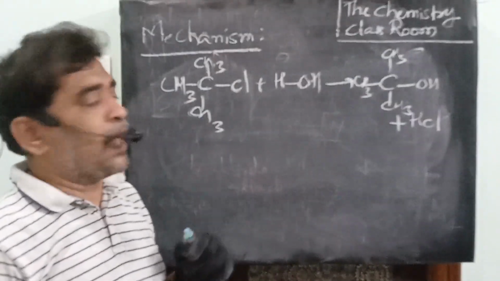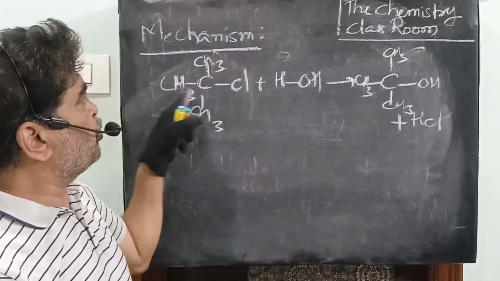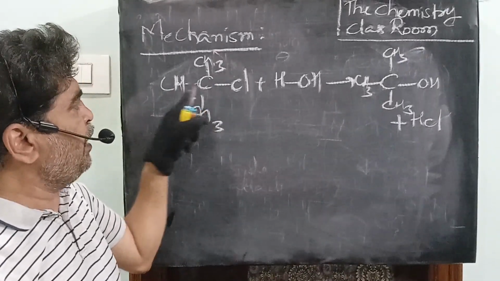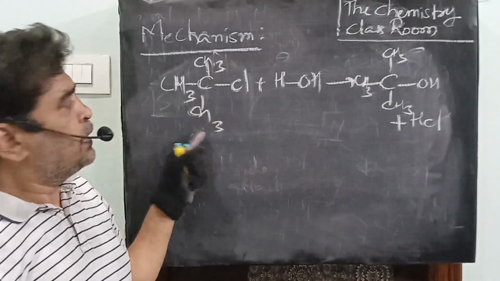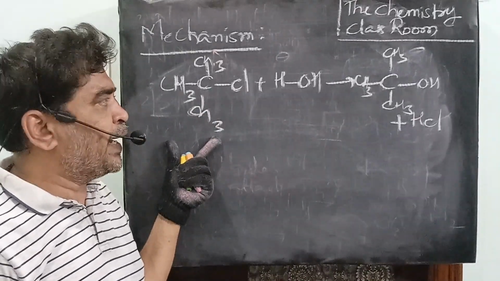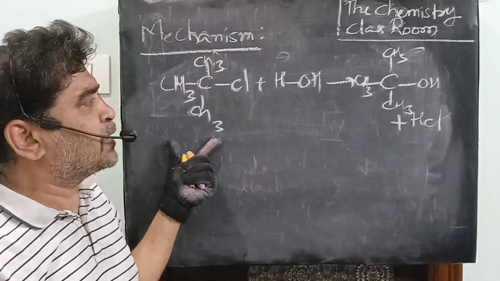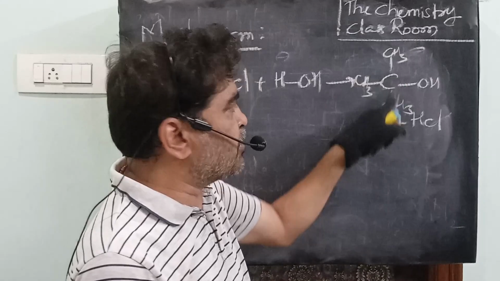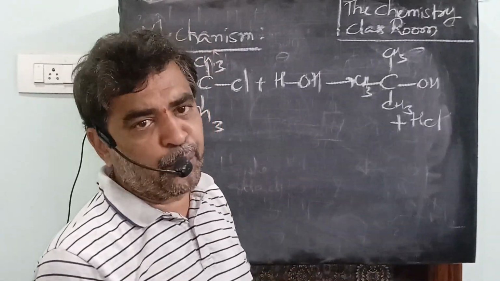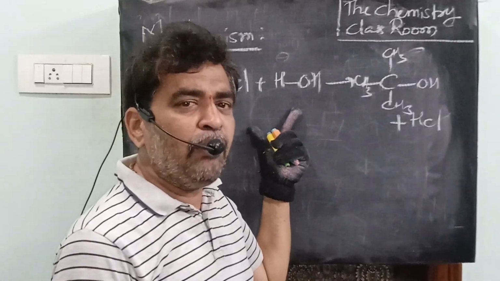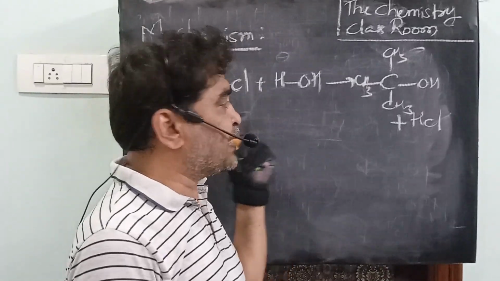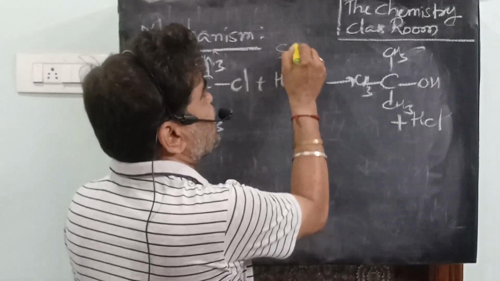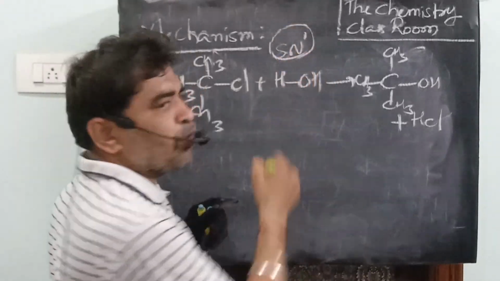So we take one example. Here it is 2-methyl 2-chloropropane. This compound is involved in a nucleophilic substitution reaction. So what are you forming? 2-methyl 2-hydroxypropane, or 2-propanol. So this compound is formed. In this reaction, what mechanism is involved? The SN1 mechanism is involved. So how is it involved? You see.